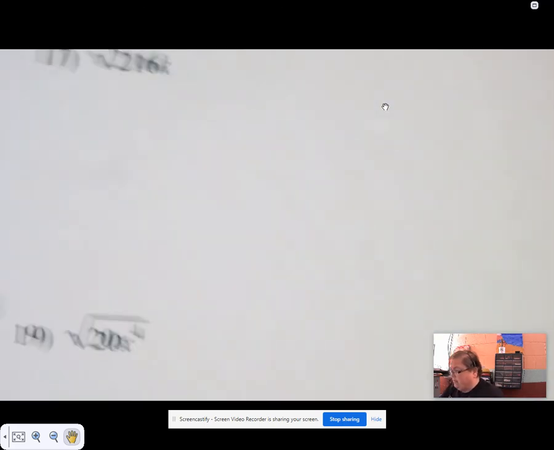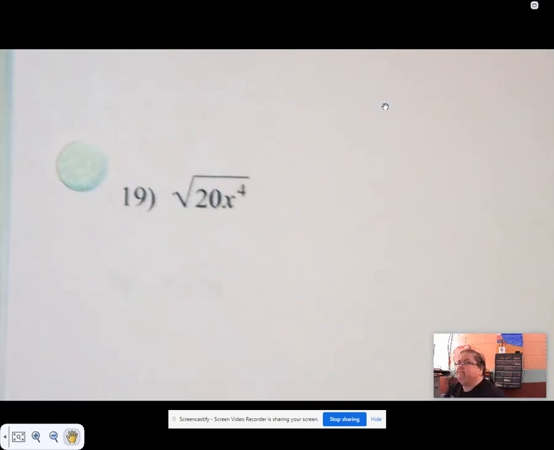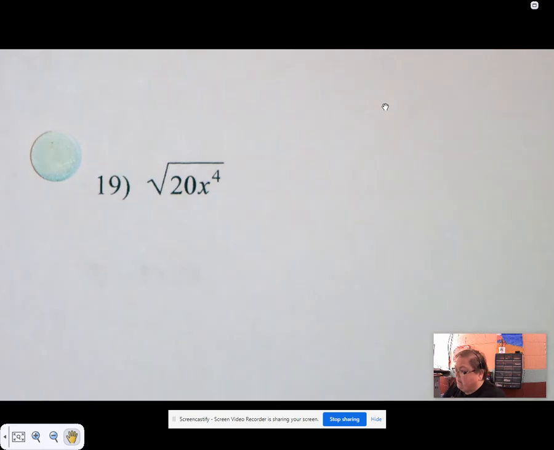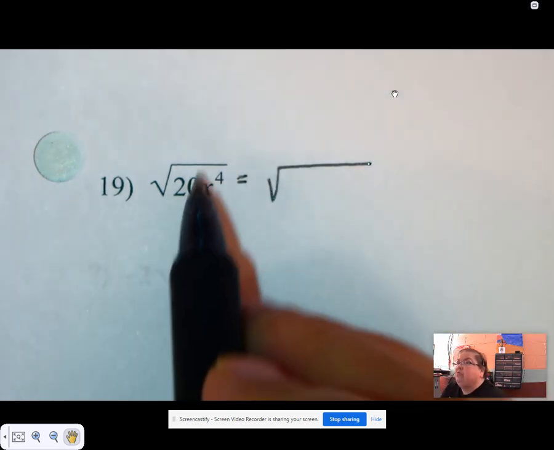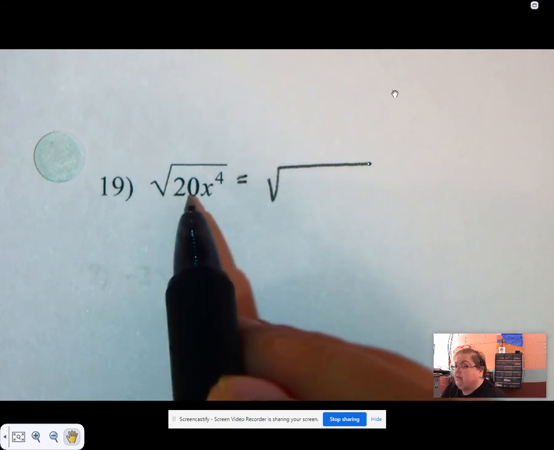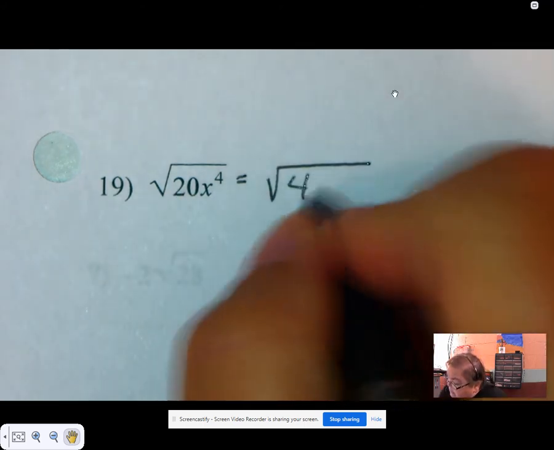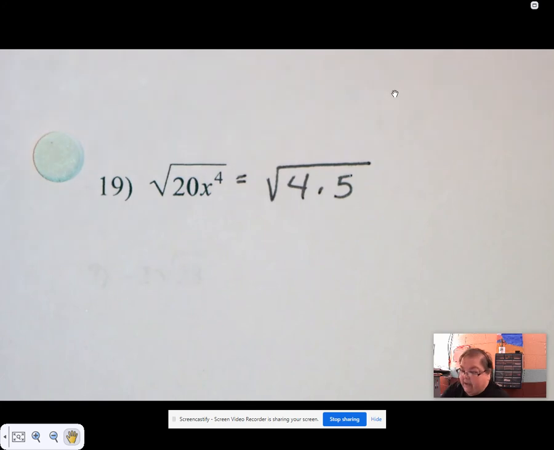And look at number 19. Okay? There are no coefficients on 13 through 24. So we're just going to break this down. What would I multiply together to get 20? 4 times 5. I agree.